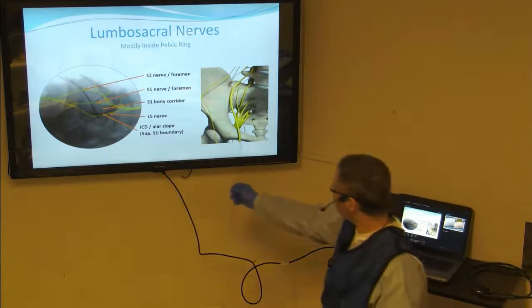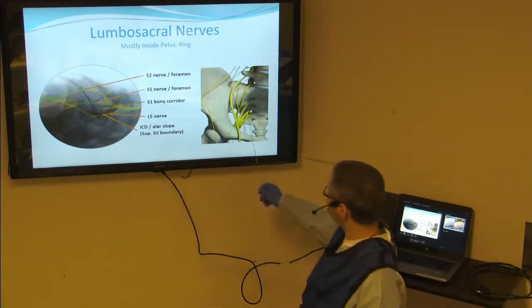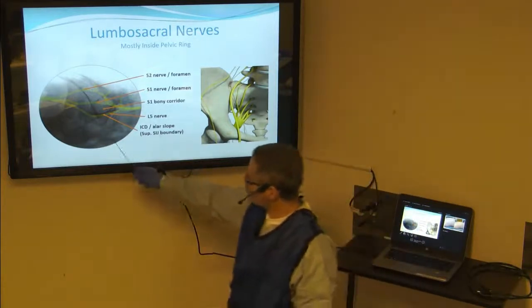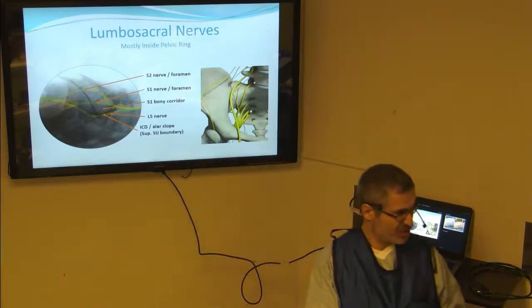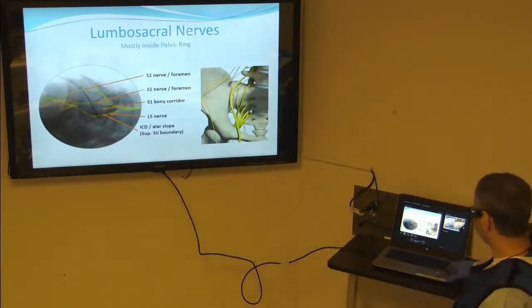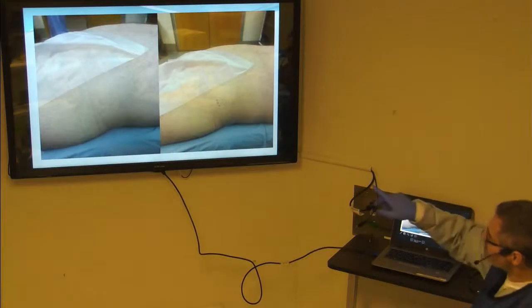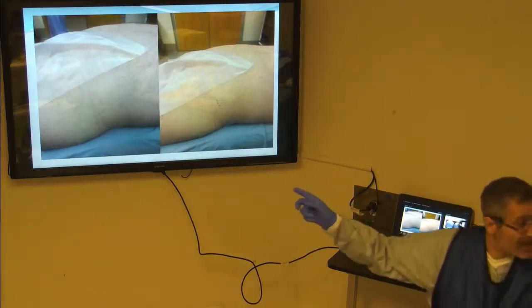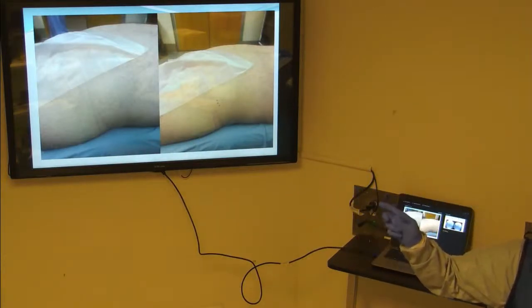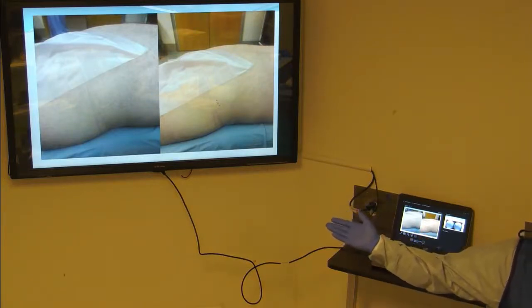Now, you have the nerve roots, but good news for you. All of them are ventral. None of them are posterior where you are approaching. So you are safe. Okay? And here is how it looked like. This is actually a patient I did the surgery on already, and I'm doing surgery for the other side. I just took this picture for demonstration purposes.